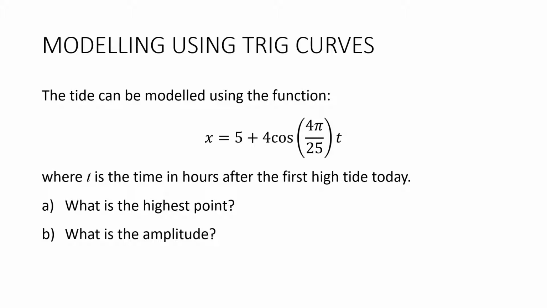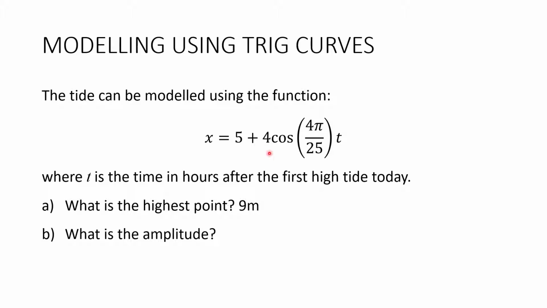Question A, what's the highest point? There's a number of ways to do this. Probably the easiest is to realise that cos, the maximum cos ever gets to is 1. So if that gets to 1, that thing there, then the maximum of this whole thing is going to be 4. So therefore, the highest tide will be 9 metres.